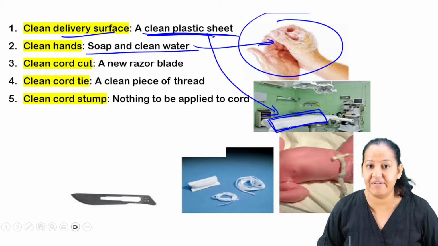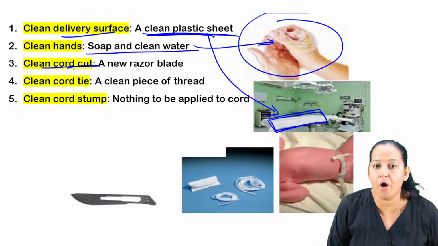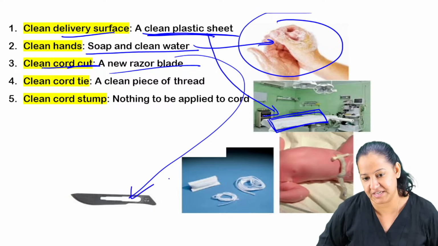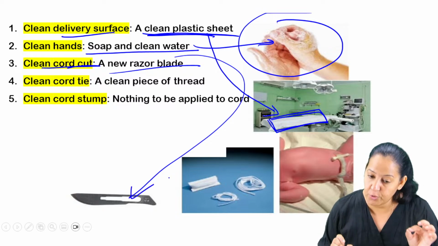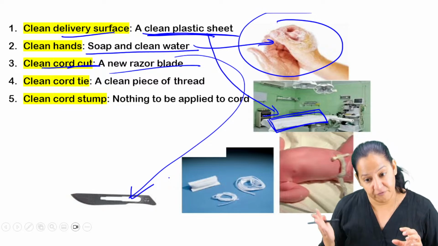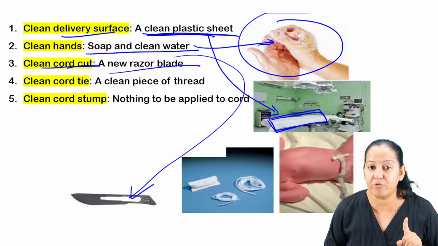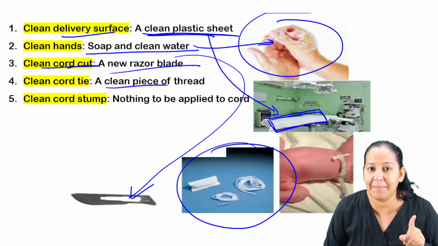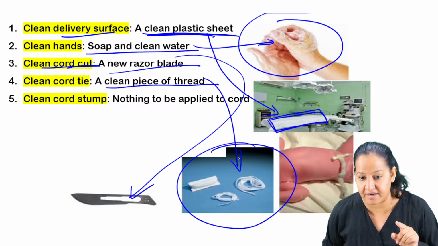Number three, once the delivery is done, the cord has to be cut with a blade. So every time a new sterile razor blade has to be taken. It should not be reused. A new sterile razor blade should be taken for cutting the cord. After cutting the cord, we have to tie the cord with a piece of thread. So every time a clean, sterile thread should be taken with which we will tie the cord.